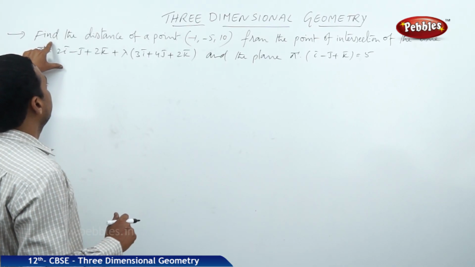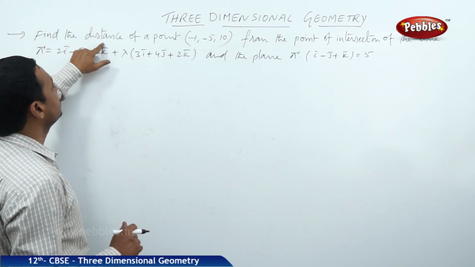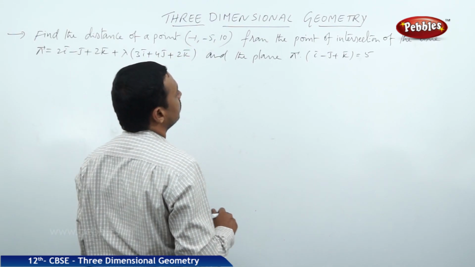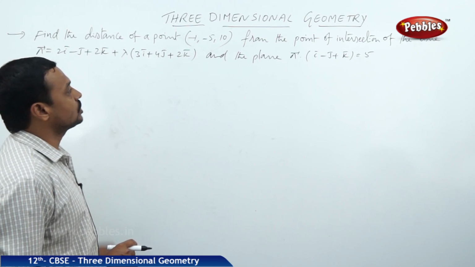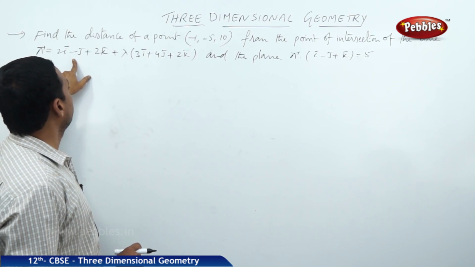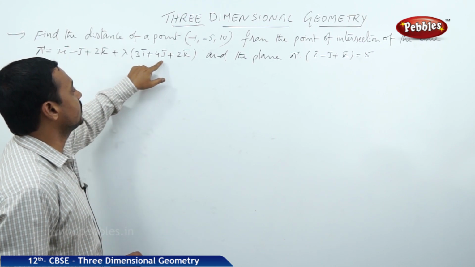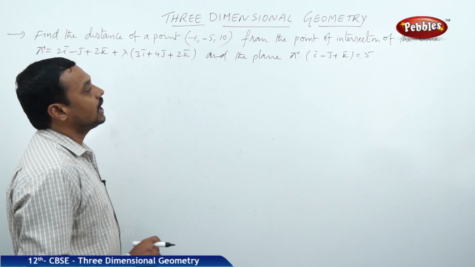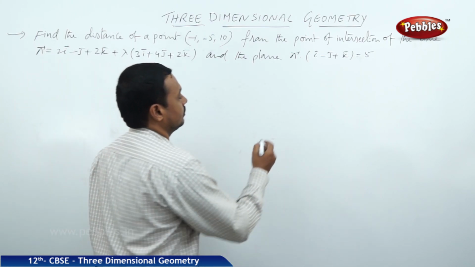Now, here is one problem. Find the distance of a point (-1, -5, 10) from the point of intersection of the line r bar is equal to 2i minus j plus 2k plus lambda into (3i plus 4j plus 2k) and the plane r bar dot (i minus j plus k) is equal to 5.